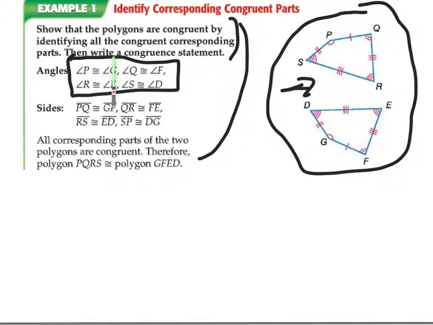Now, the last thing is to write a congruent statement. These are congruent statements for the angles, these are congruent statements for the sides, and since all the corresponding parts of the two polygons are congruent, then you could write this final congruent statement. This is a congruent statement about the entire polygon. And once again, feel free to pause if I'm going a little too fast.